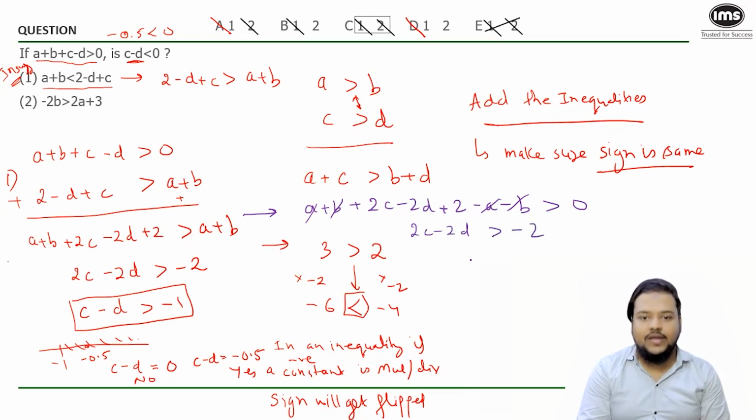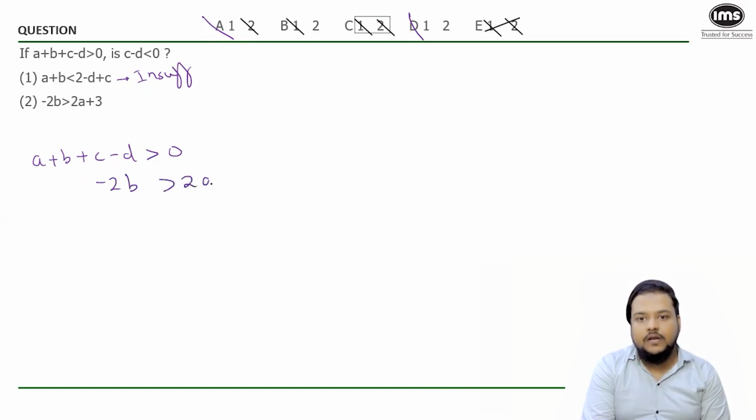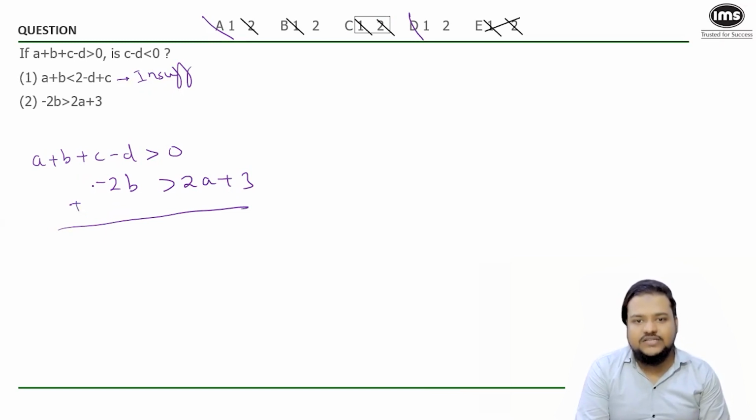Okay. So now we can easily analyze statement 2. Statement 1 we already got, insufficient. Option A and option D is gone. Now guys, we have to do the same thing with statement 2. So interestingly, I have the same sign. But if I add them, guys, will I get only C minus D left? Let's check it out, right?